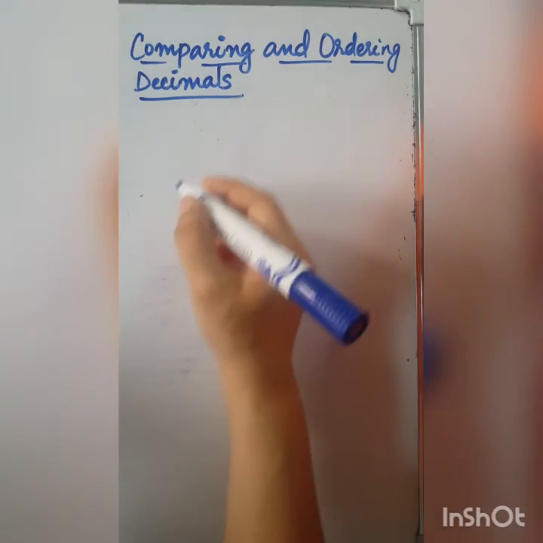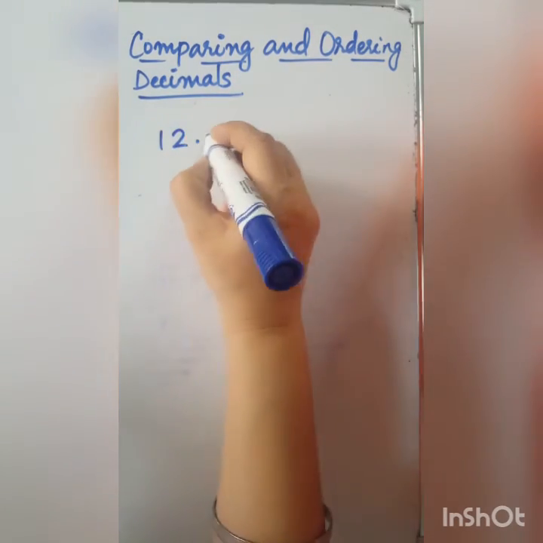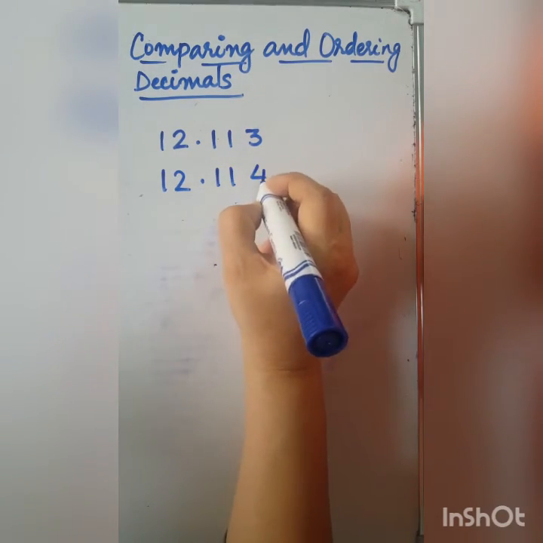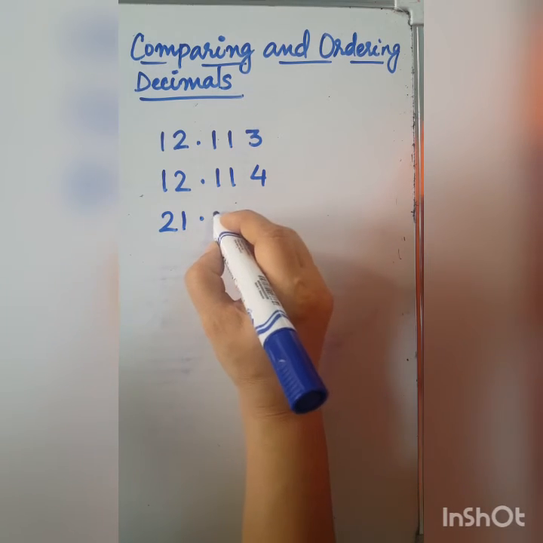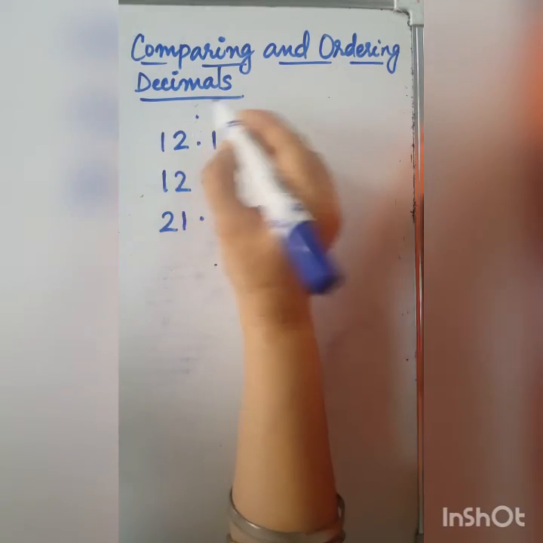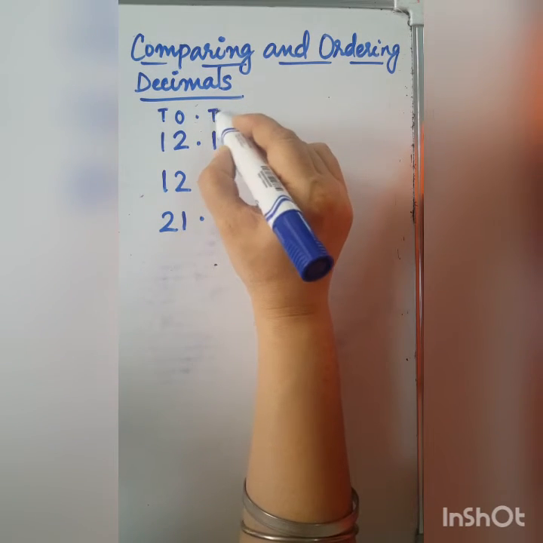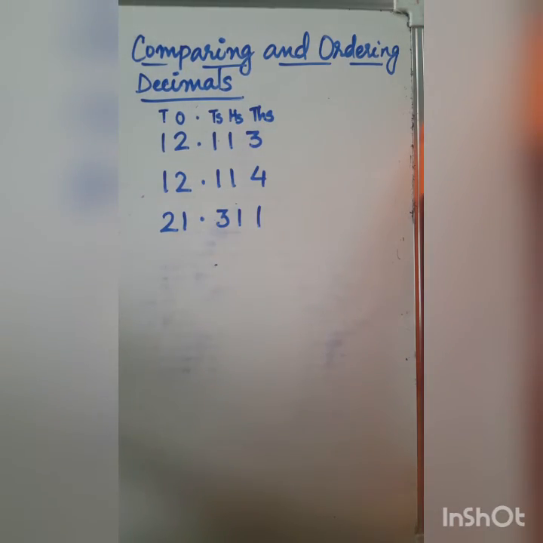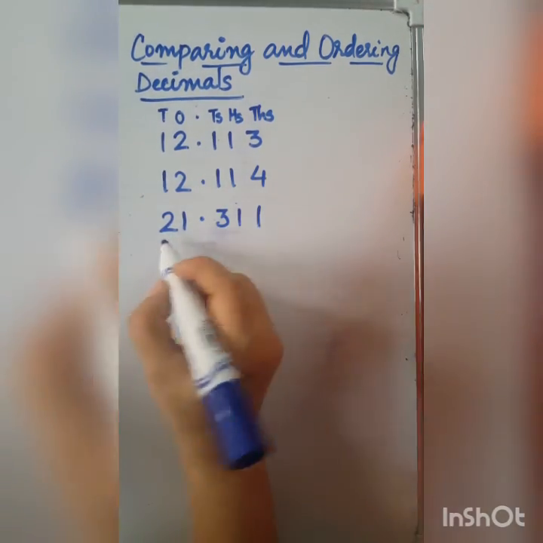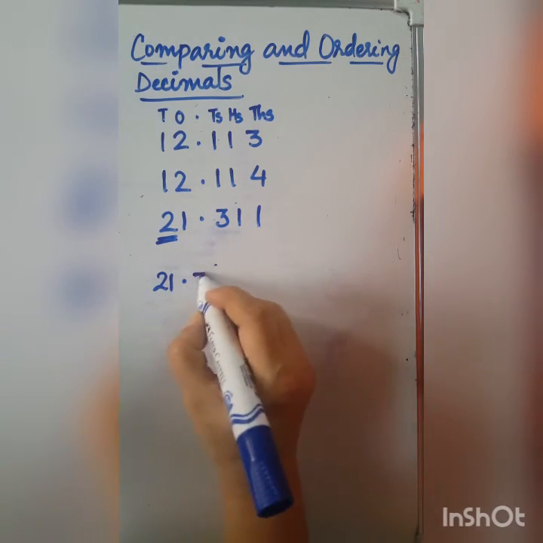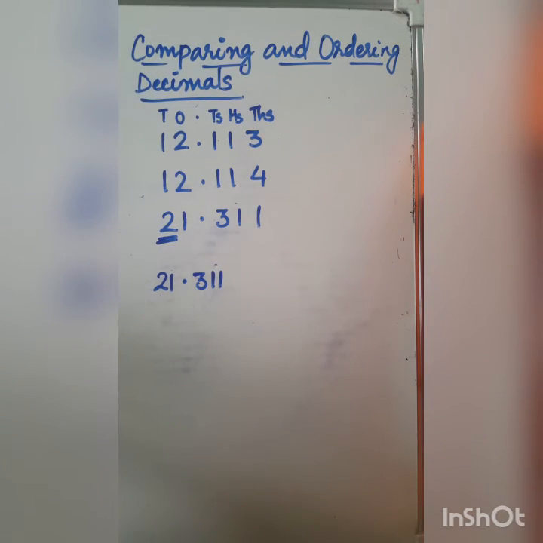Let us take another example. Suppose I have to arrange 12.113, 12.114 and 21.311 in decreasing order. Okay. We have to arrange them in the decreasing order. This is the decimal point, this is ones, this is tens, this is tenths, this is hundredths, and this is thousandths place. So starting from the extreme left corner, we see 2 is the greatest one. That means 21.311 is the greatest number.